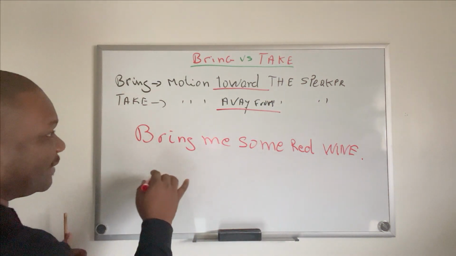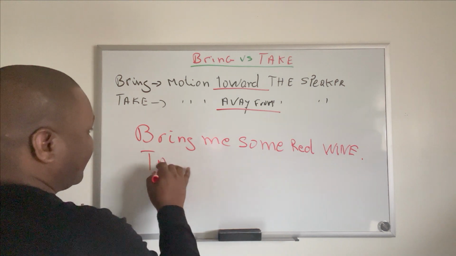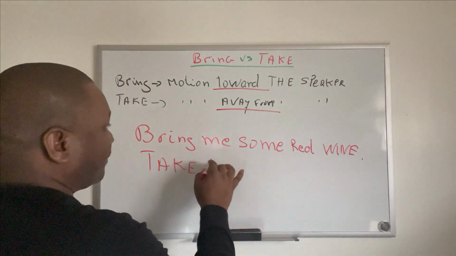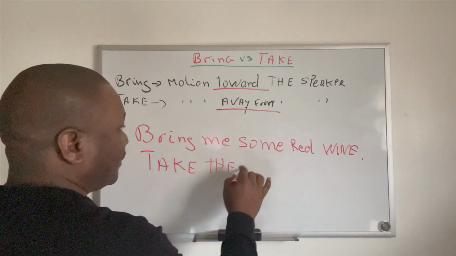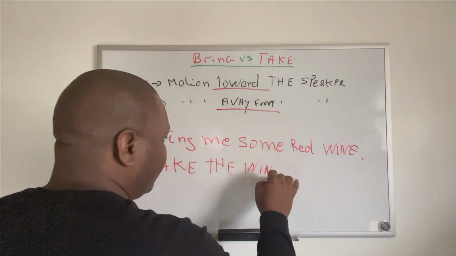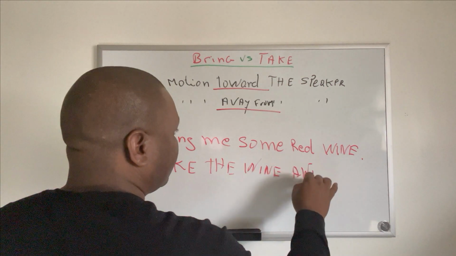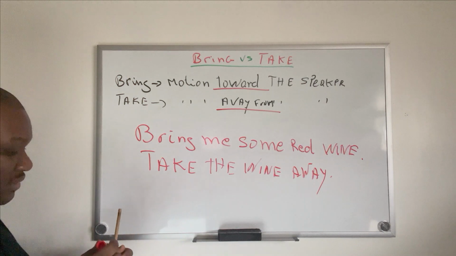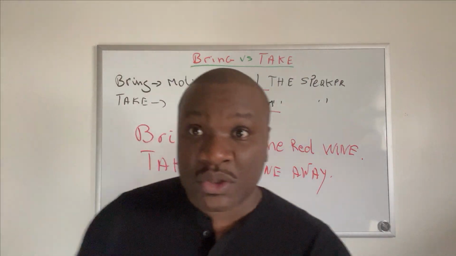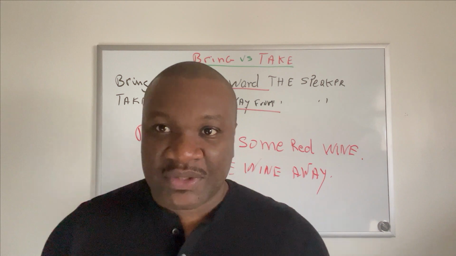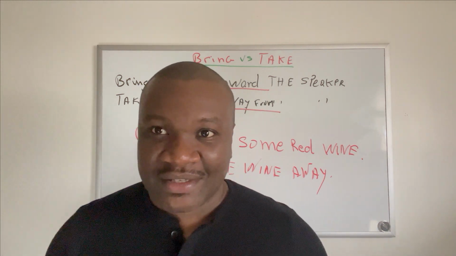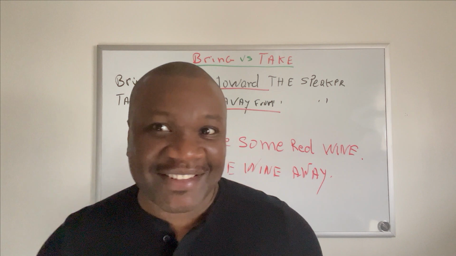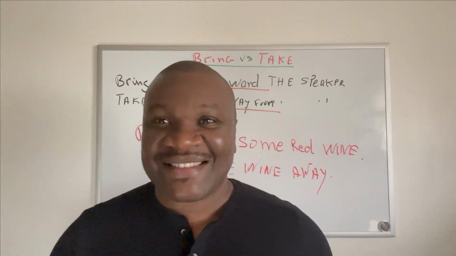But if I say, would you please take this one? Take the wine away. That means the wine was close to me and I asked her to take it away, to remove it, to make the wine disappear from the table because I don't want to see it anymore.